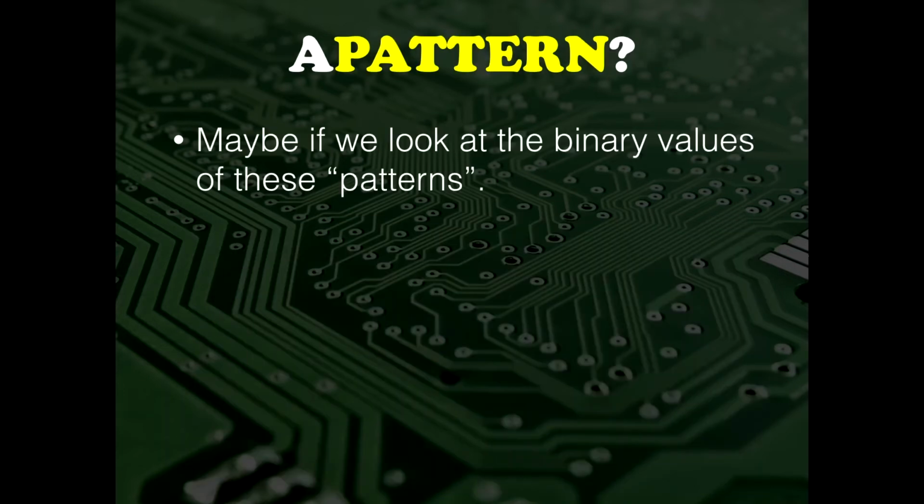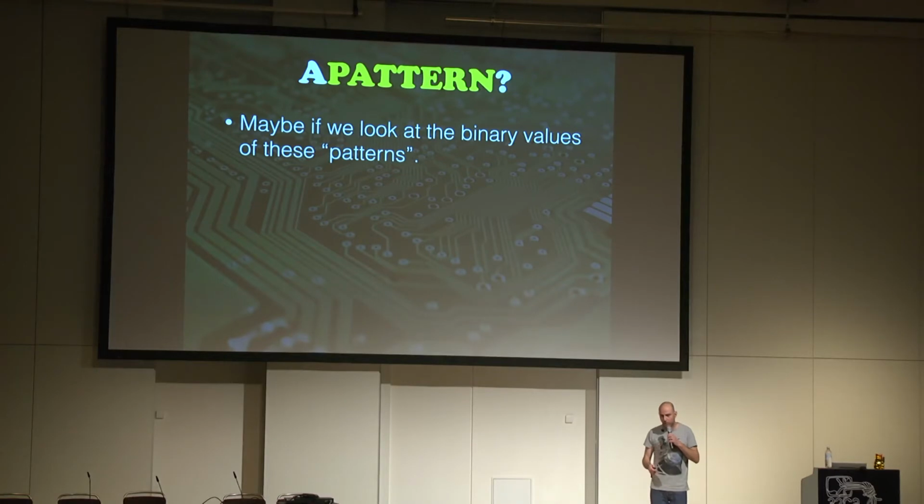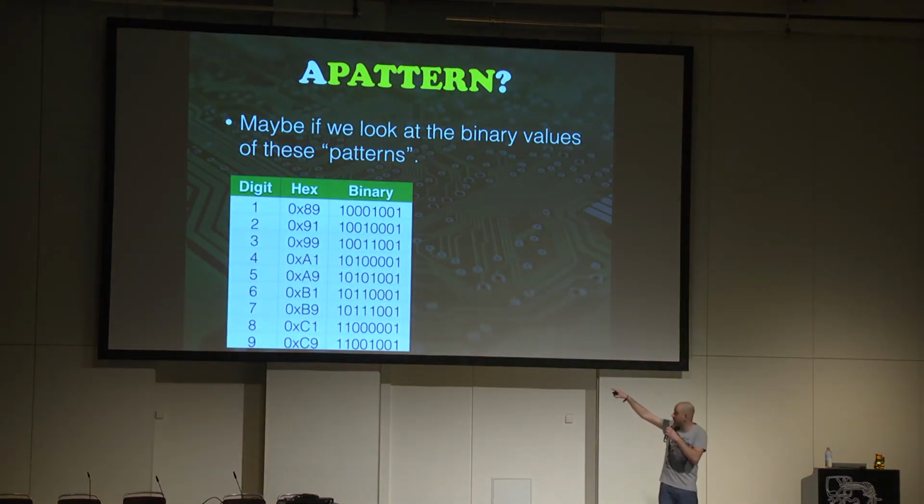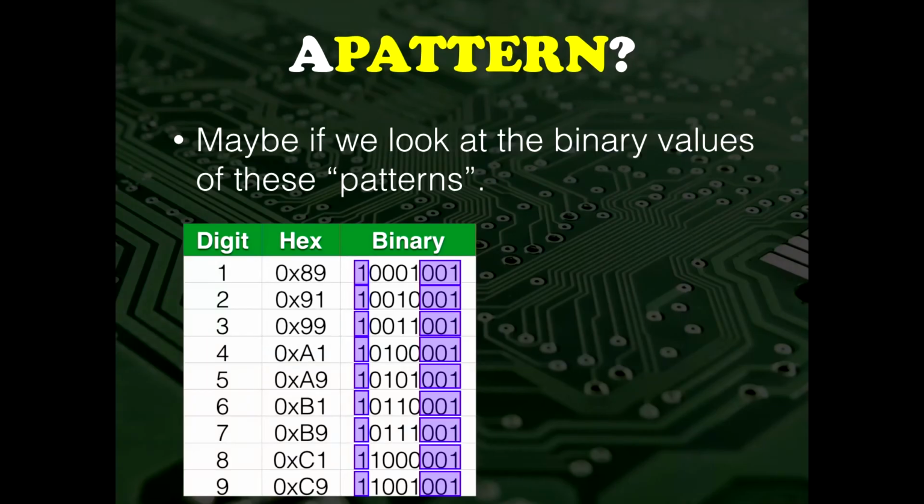Is there a pattern here? What can we do? Maybe if we list the digits that we see, 1, and the hex value that we see, 89, this is our mapping, and the binary values, maybe this will give us some kind of clue. Look at the binary values. There's an obvious pattern here. This part here is fixed, and this part here is not. And not only is it not fixed, but it's some kind of counter. Look at this, 1, 2, 3, 4, a binary counter.